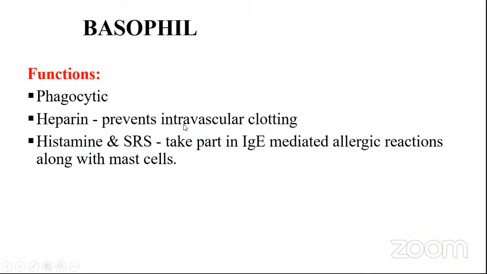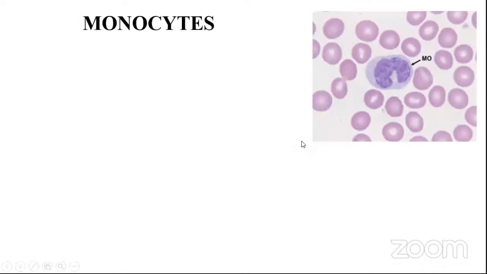Heparin, which is present in basophil, prevents the intravascular clotting. Okay, very important. And histamine and slow reacting substance take part in the IgE mediated allergic reactions along with the mast cells. Along with the mast cells, they take part in the IgE mediated allergic reactions.